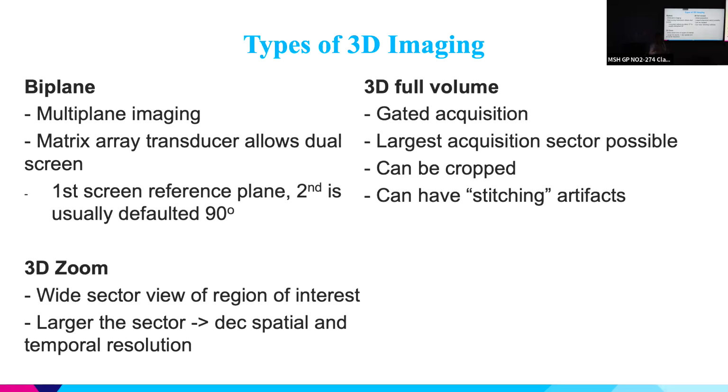And along that note is the 3D full volume. This has the largest acquisition sector possible. Basically, it's almost your entire screen and can have stitching artifacts. This is really when EKG gating over multiple beats tends to be the most beneficial. For the other three modalities, I usually don't use EKG gating unless I absolutely need to.